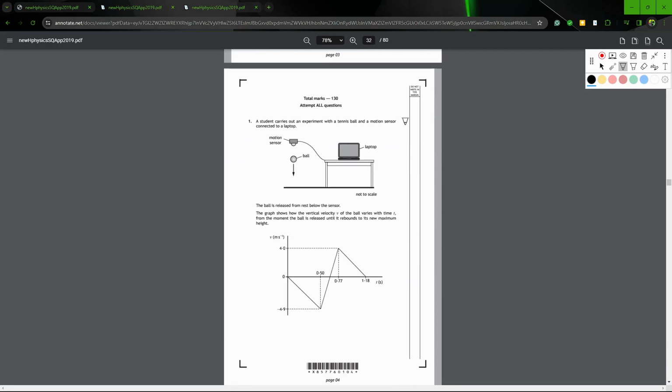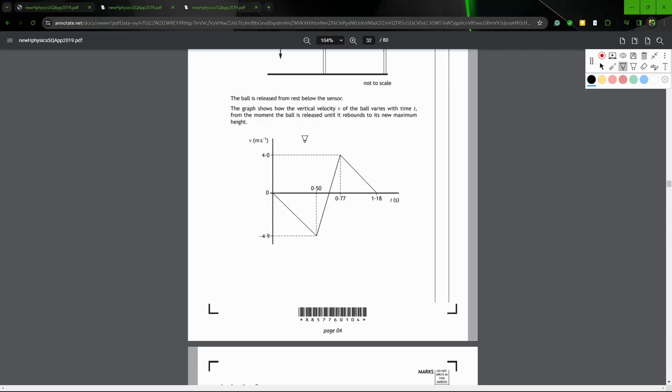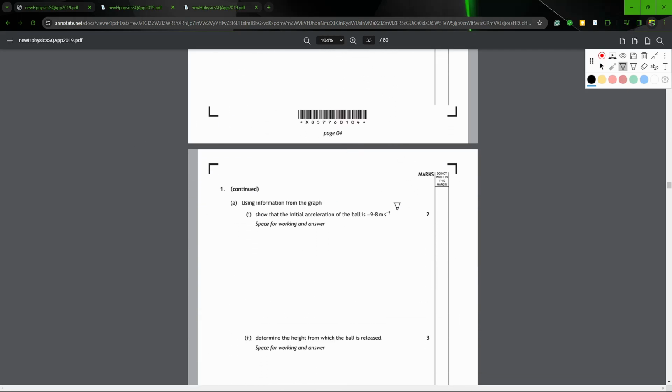Question one. A student carries out an experiment with a tennis ball and a motion sensor connected to a laptop. The ball is released from rest below the sensor. The graph shows how the vertical velocity v of the ball varies with time t, from the moment the ball is released until it rebounds to its new maximum height. Using information in the graph, show the initial acceleration of the ball is minus 9.8.